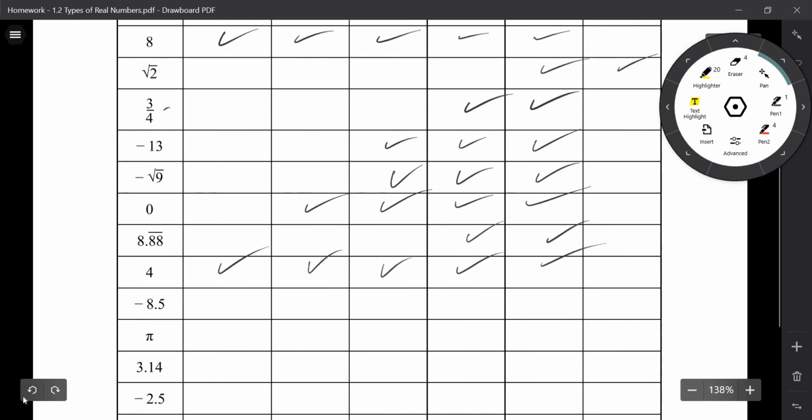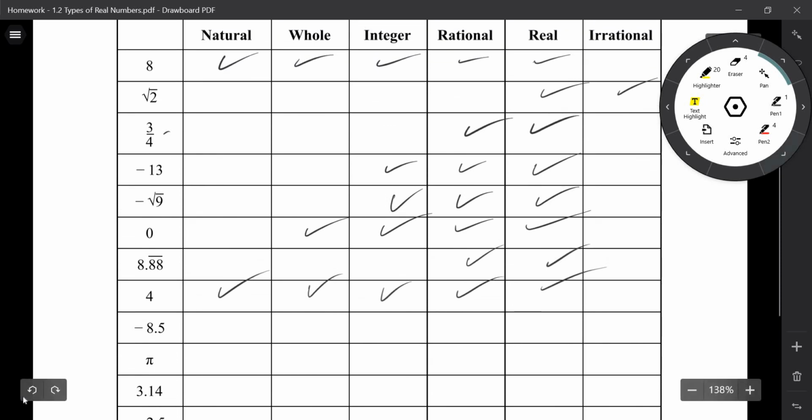Panning on down, we've got -8.5. It's not natural, it's not whole, and it's not an integer either because it has to be expressed as a fraction. I believe this would be -17/2, which would simplify down to 8/5. So that is a rational and a real number.